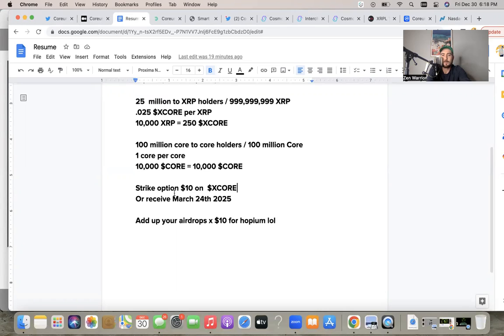The way that xCORE works is if xCORE stays at $10 for 10 days or longer, you will be able to swap it for real Core via a Coreum smart contract. If it never hits $10, you'll be able to receive the market value and swap it 2 years from now, in 2025. So it's like we have vested tokens in the project. It's pretty cool.